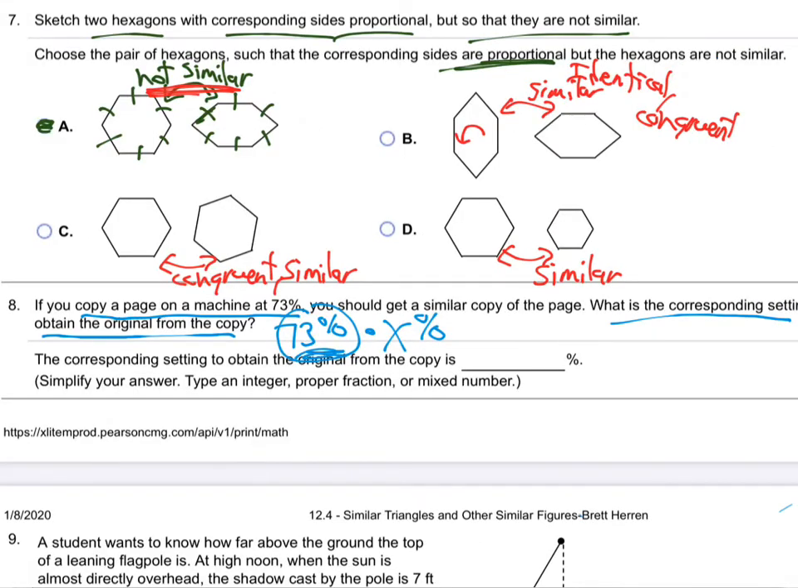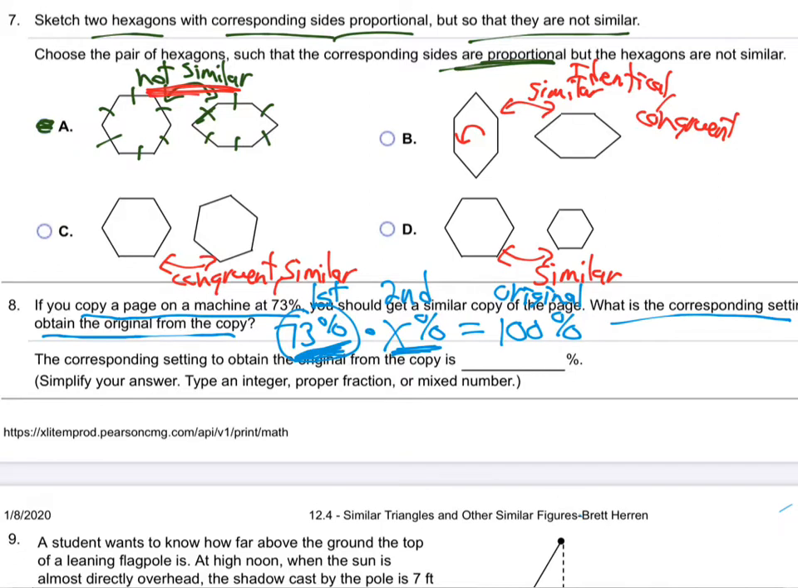Well, on this one, it's the same thing. The first copy is 73%. What should we set the second copy at? What percent to equal what? 100%, right? We want it to go back to the original. We're saying first copy, 73%. Second copy, what? To equal the original, to go back to the original, 100%. So we've got to figure that out.